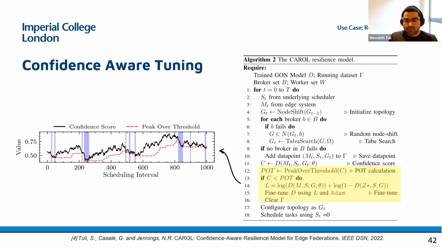So to calculate these thresholds, we use popular extreme value thresholding techniques such as peak over threshold. And as shown on the left, the model is trained only when the confidence score drops below this threshold. And as soon as we train the model, the confidence scores shoot back up. The advantage of using such a mechanism is that we do not need to fine tune the surrogate model in each scheduling interval, further reducing the chances of contention, further making sure that these models themselves do not give rise to faults, and further making sure that the computing system itself is resilient to faults.